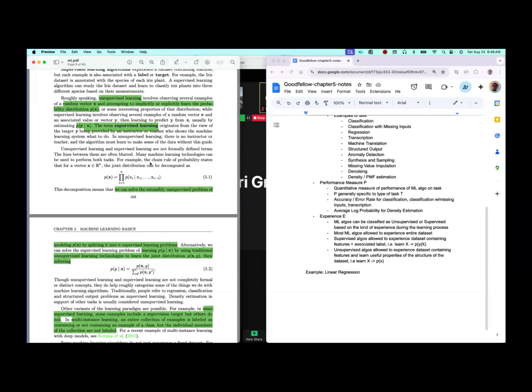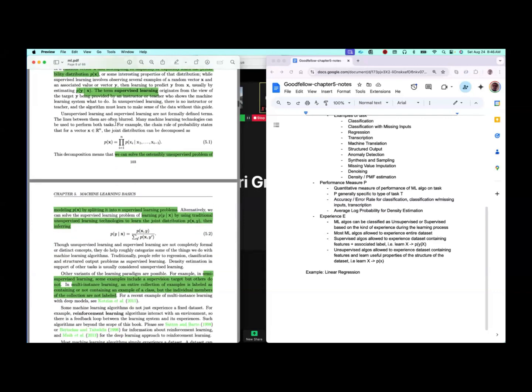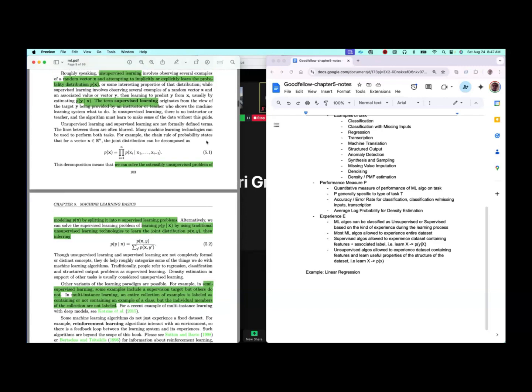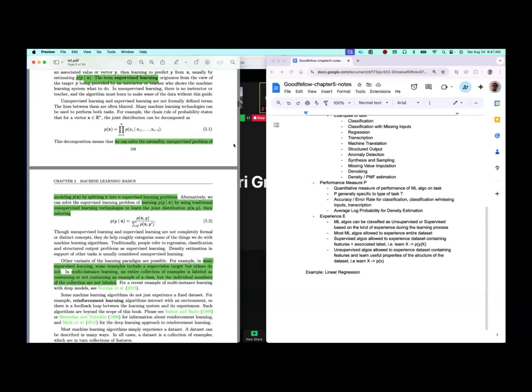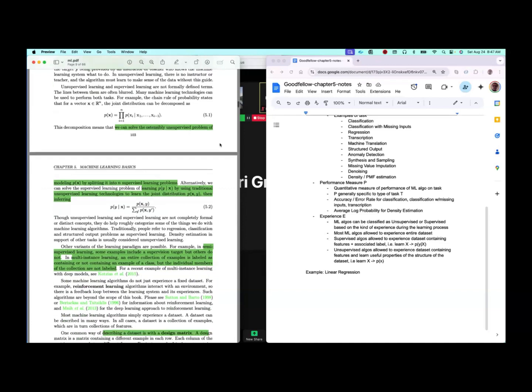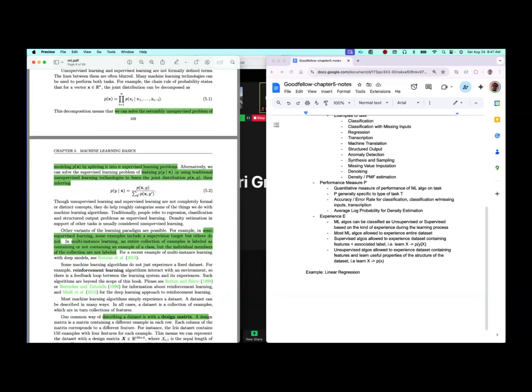One interesting point they're talking about here is that a machine learning algorithm can be given an unsupervised task and factor it into a bunch of supervised tasks and vice versa. It says the chain rule of probability states that the joint distribution can be decomposed as each x_i given all its previous x's, right? So we can solve the ostensibly unsupervised problem of modeling p(x) by splitting it into n supervised learning problems. Alternatively, we can go the other way as well.